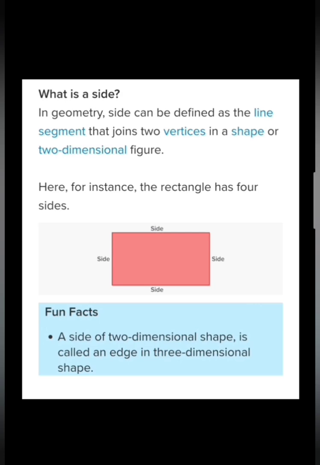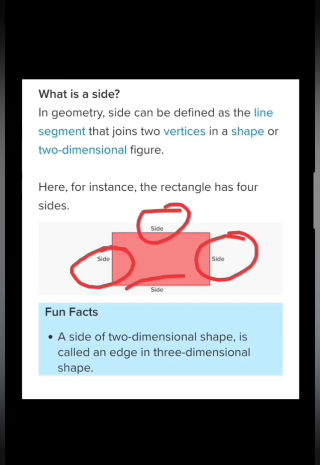What is a side? A side can be defined as the line segment that joins two vertices or corners in a shape or a 2D figure. For example, in this question, rectangle has 4 sides. Can you see the sides here, children? These are the sides. A side of a 2D shape is called an edge. In a 3D shape, when we will learn about 3D shape, this name for the side will change and we will call it as an edge.